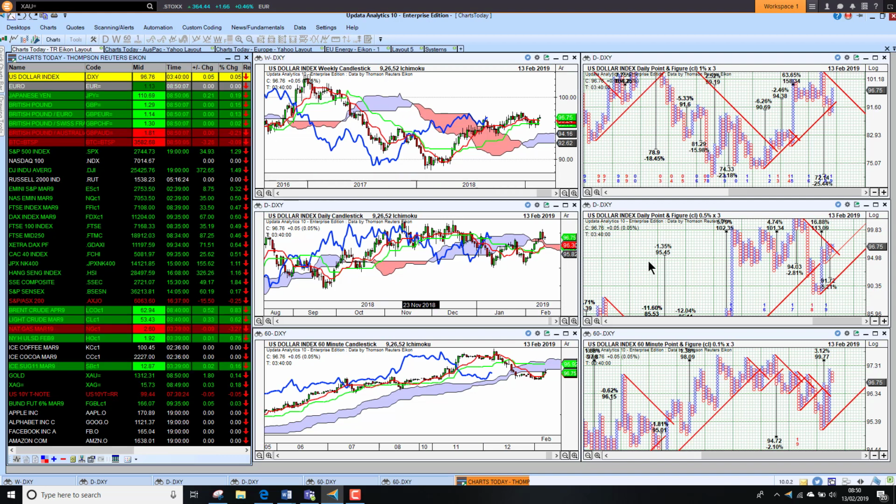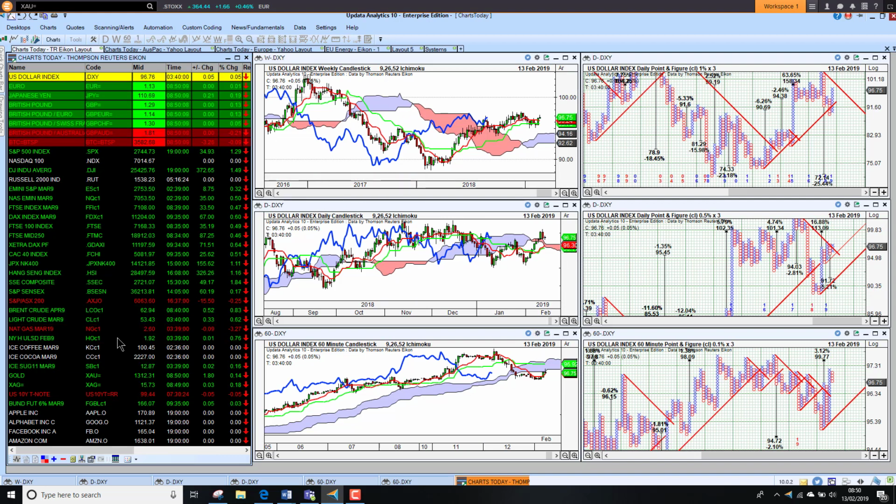Remembering this is my long term, my medium term, and my short term, and this data is coming from Thomson Reuters Eikon, if you're a private user, Metastock Zenith, which is exactly the same data service.